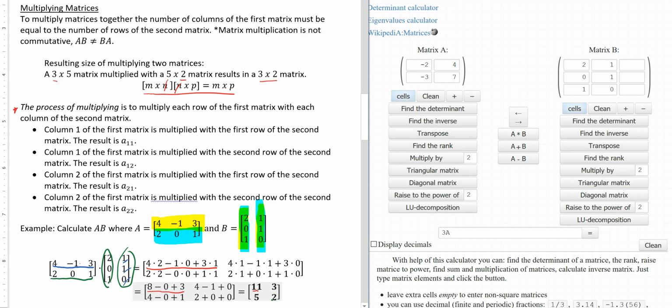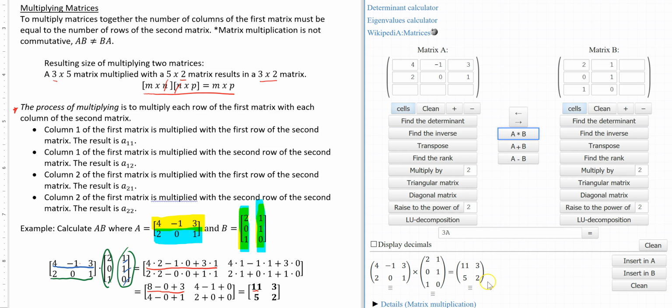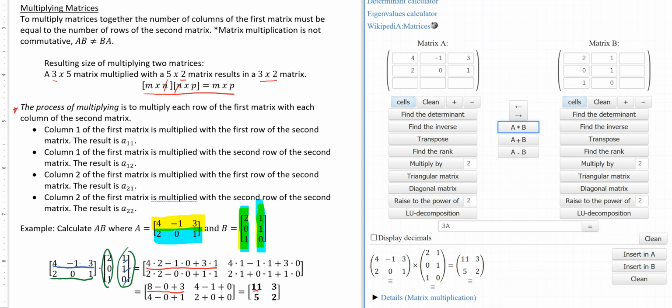Multiplication, as you can see, can be tedious and detailed. So what I like to do is use an online tool to carry out all the multiplication. Let's say I have A written in here, so I have 4, -1, 3, 2, 0, and 1. And then I already had matrix B typed in. I can use A times B on technology, and it gives me the answer of 11, 3, 5, and 2.